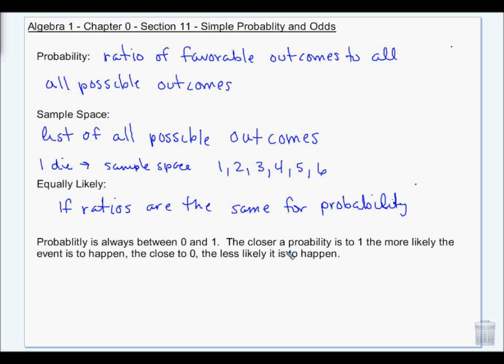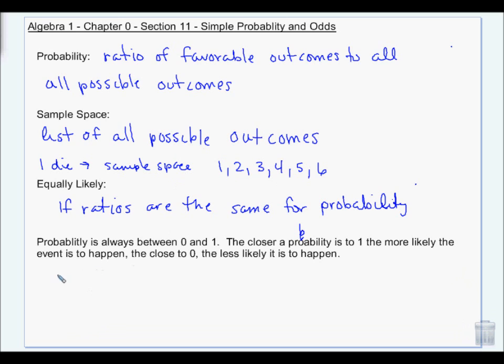Okay. Probability, because it's a ratio, it's a fraction. And that fraction always falls between 0 and 1. I spelled probability wrong down here. It's probability, okay. If your fraction is higher, and so it's closer to 1, then it's more likely to happen. If your fraction is low, so it's closer to 0, then it's less likely to happen.